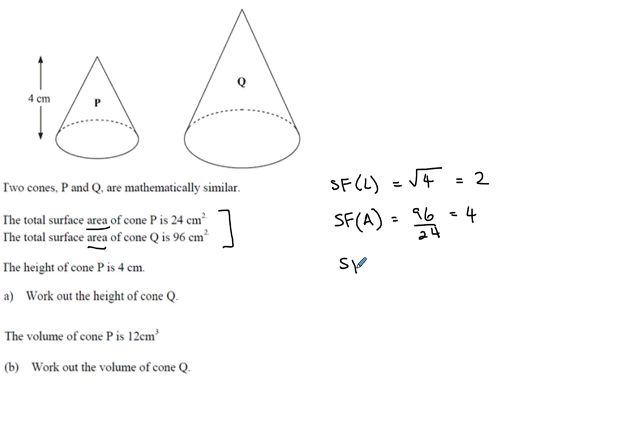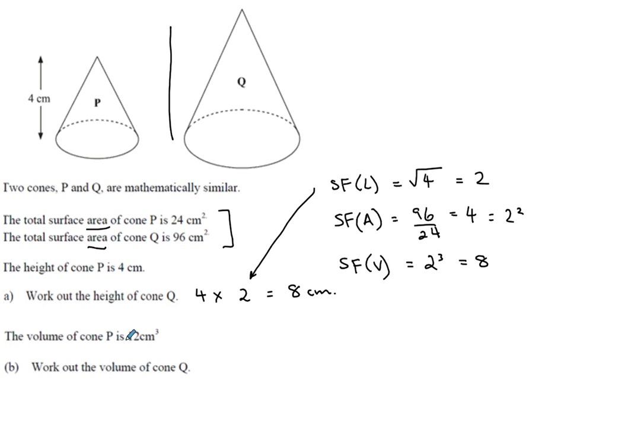And then the scale factor of the volume, now I'm just getting carried away, so that was 2 squared. So then the scale factor of the volume would be 2 cubed, which is 8. Okay, so if the height of cone P is 4, then the height of cone Q would be 4 times the scale factor of the length, which is 2. So that will be 8 centimeters.